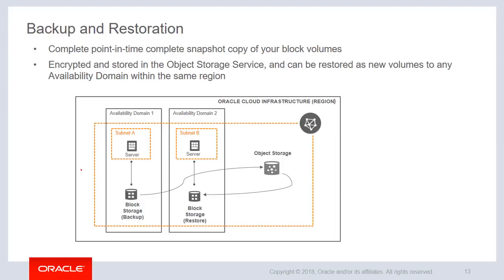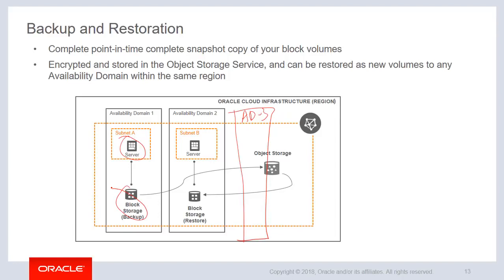So backup is nothing but a complete point in time snapshot copy of your block volumes. Let's say you are running a compute instance here. This is in my AD1. As you can see, this is my region. I have my virtual cloud network. Typically we have 3 ADs in every region, and we typically show all ADs in the diagram. In this case, just to keep things simple, I'm showing 2 ADs. Let's say you have a compute instance running and you have a block volume here.